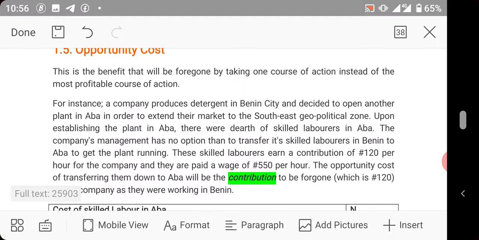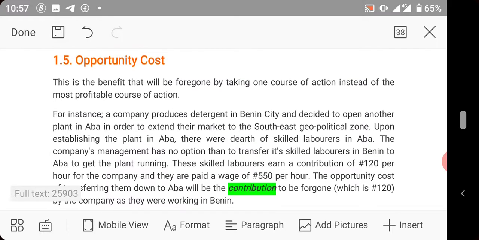to Aba. Now, each of these skilled laborers earns a contribution for us as a company, and we also pay them wages. If we pull them away from Benin, we will lose the contribution they earn for us. For us to make sure that the option that is least profitable, which is pulling them to Aba, is evaluated very well and is profitable, the option must pay the contribution that we are losing in Benin and also pay the salary of the laborers. If it cannot, it is not worthwhile.